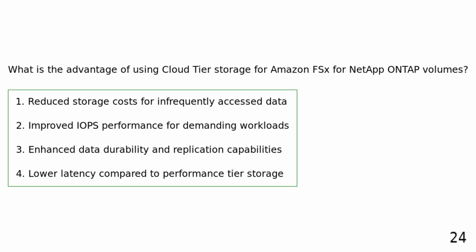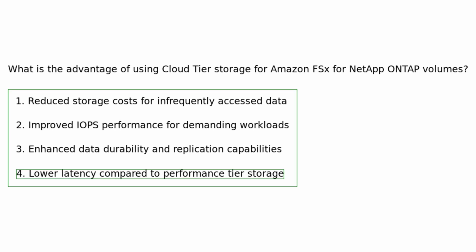What is the advantage of using cloud-tier storage for Amazon FSx for NetApp ONTAP volumes? Reduced storage costs for infrequently accessed data. Improved IOPS performance for demanding workloads. Enhanced data durability and replication capabilities. Lower latency compared to performance-tier storage. Cloud-tier storage provides a cost-effective option for storing infrequently accessed data in Amazon FSx for NetApp ONTAP volumes, optimizing storage costs without impacting performance for frequently used data.